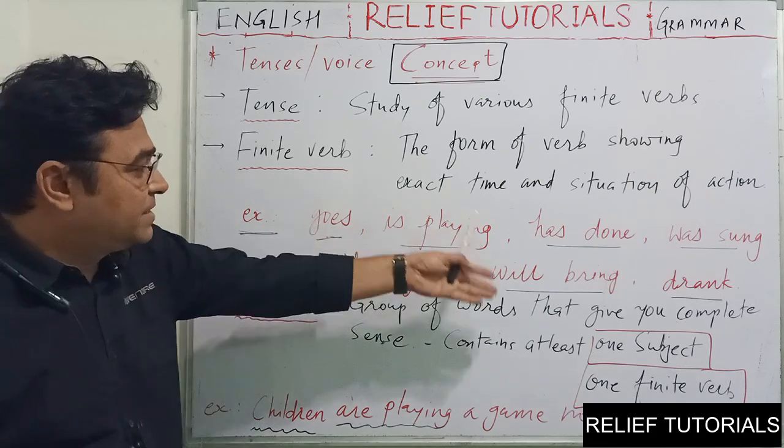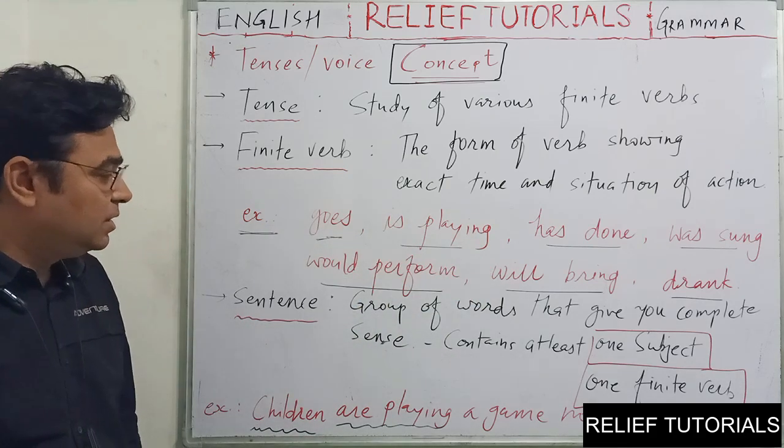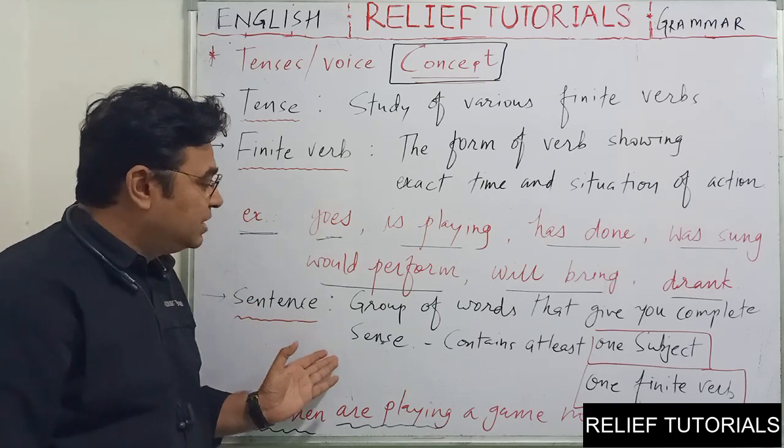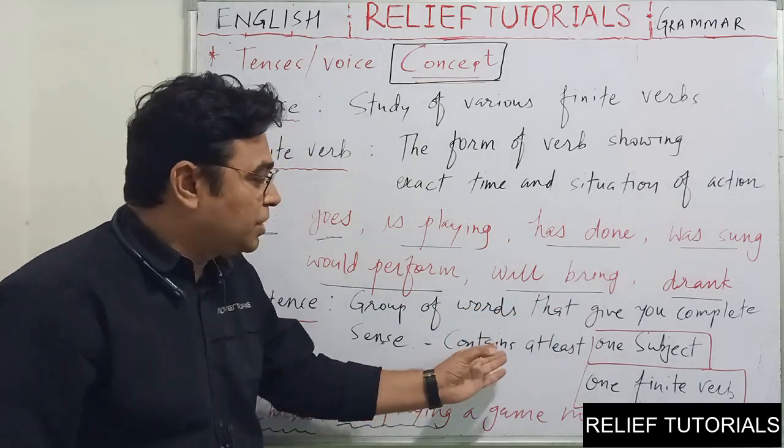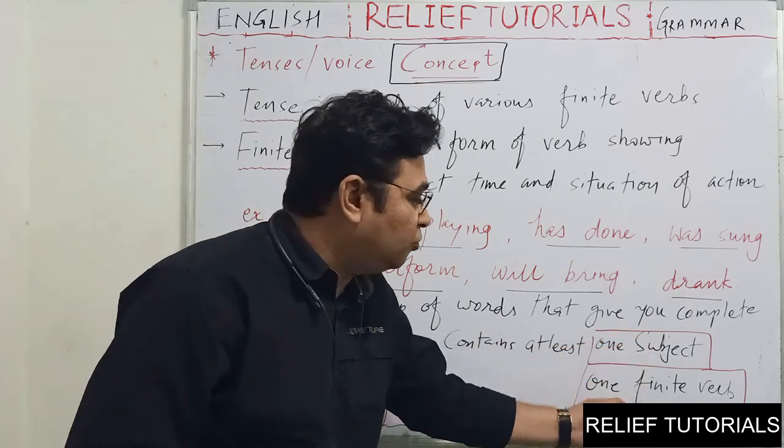So these are some examples of finite verbs. Now friends, sentence. A sentence is a group of words that give you complete sense. It also contains at least one subject and one finite verb.